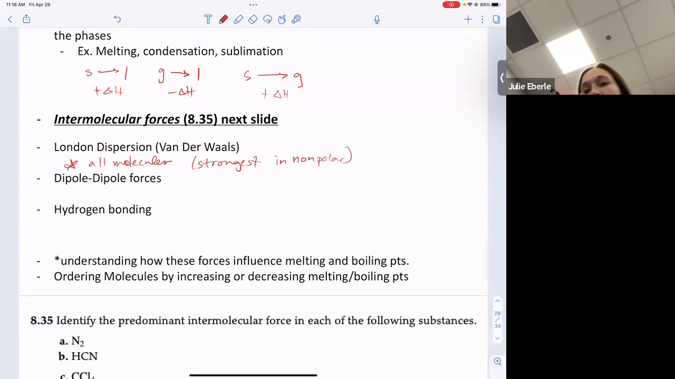I don't know why, but I remember it's van der Waals. That's fine. Have both on there. Just have one or the other. I mean, I can. Probably just one or the other.